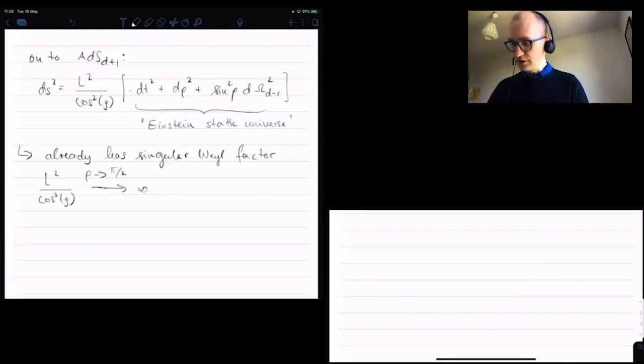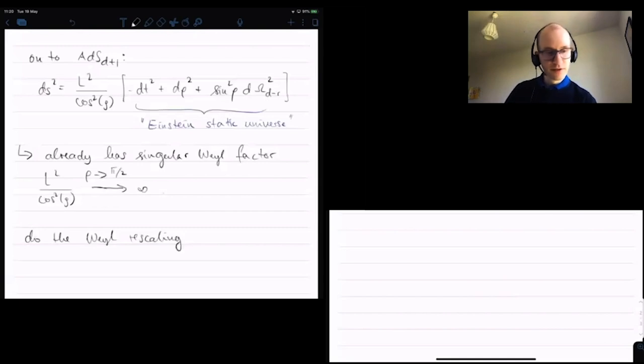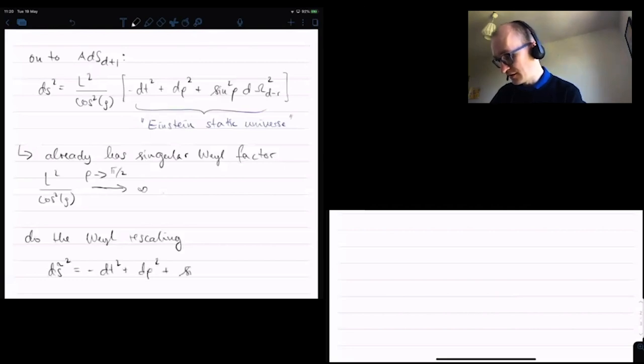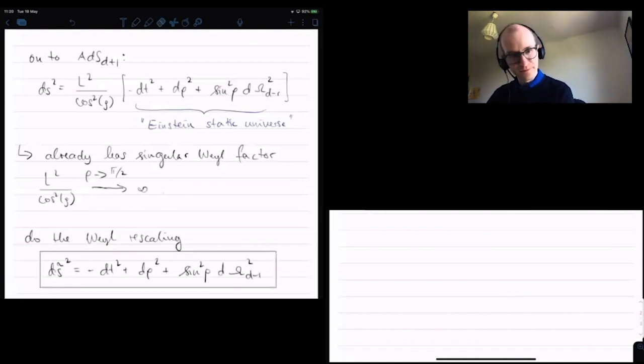So all we need to do is now do the Weyl rescaling. And we end up with the metric ds squared is equal to minus dt squared plus d rho squared plus sine squared rho d omega d minus 1 squared. In other words, the Einstein static universe isolated.